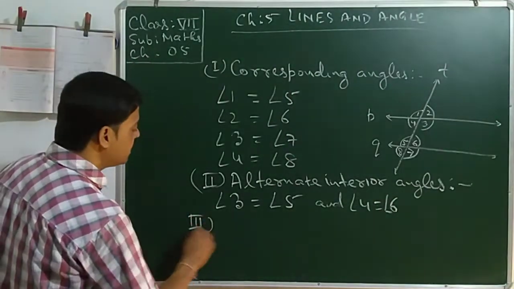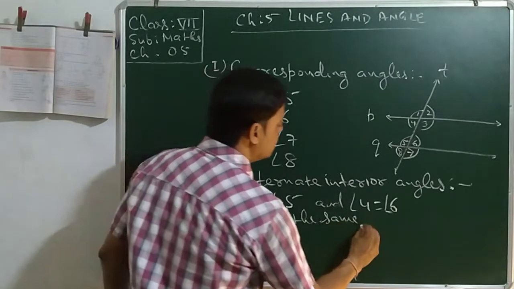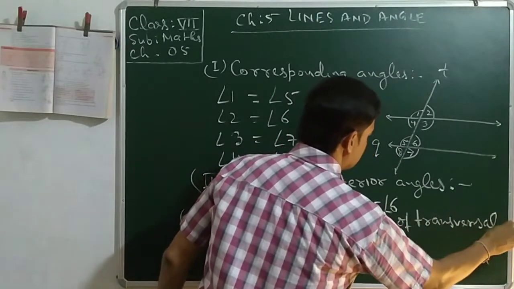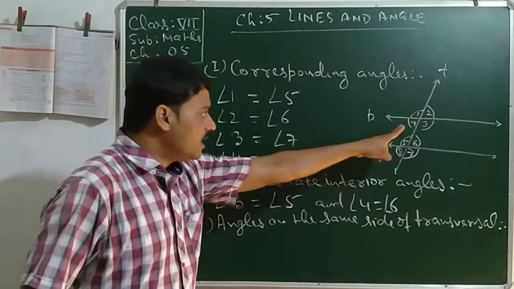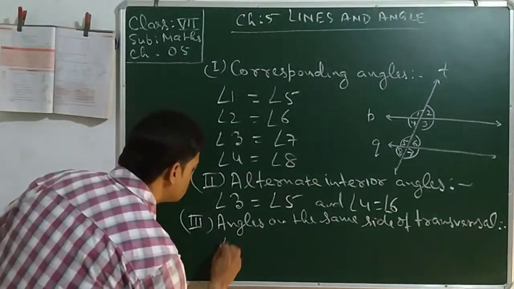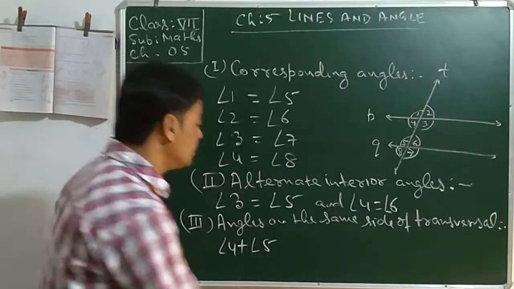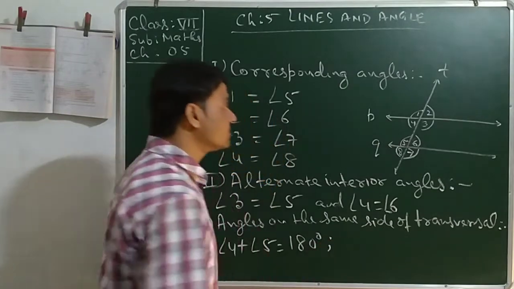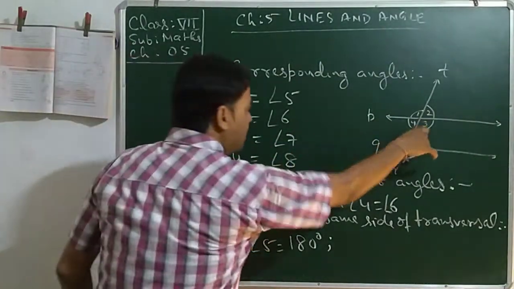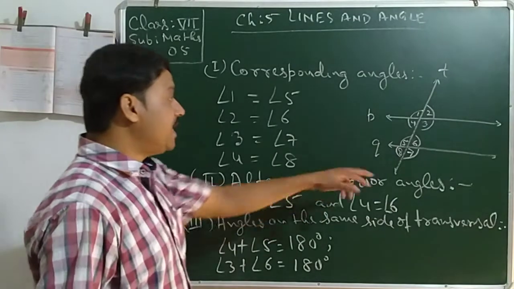And the third set, that is angles on the same side of the transversal. See, angles on the same side of the transversal, that is angle 4 and angle 5. If they are lying in the interior, the sum of their measures will be 180 degrees, or we can say they make a linear pair, or they are supplementary to each other. Angle 4 plus angle 5 will be 180 degrees. Similarly, angle 3 plus angle 6 will also be 180 degrees. They are supplementary.